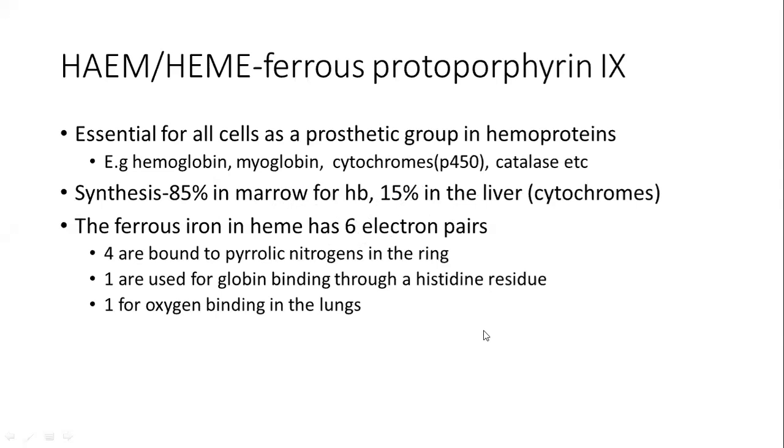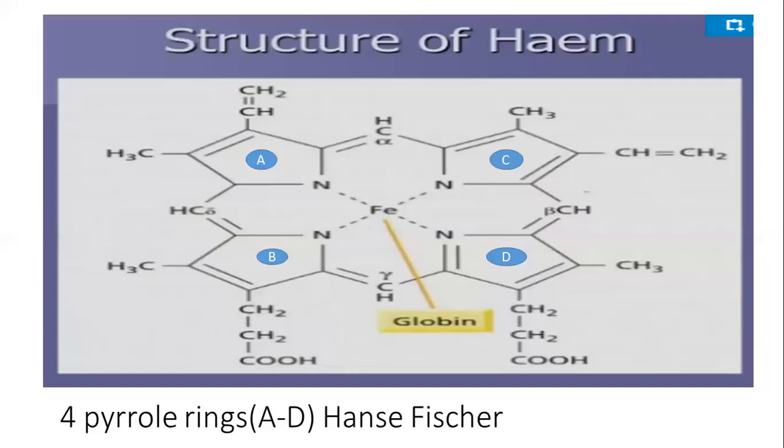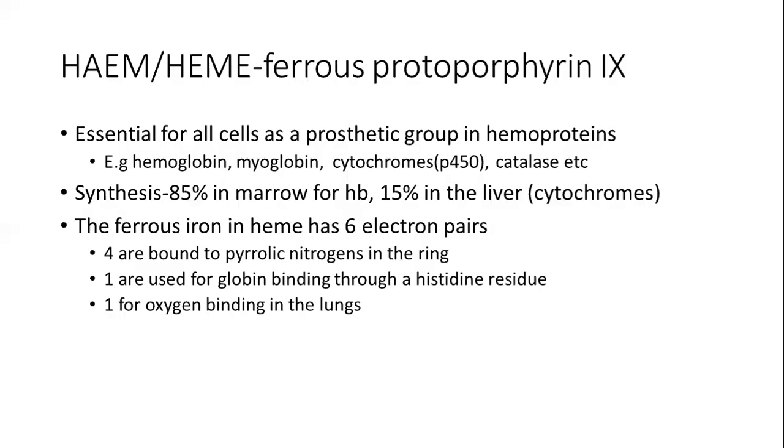So basically what we saw, that ion that was bound in between the 4 pyrrole rings has 6 electron pairs. 4 of those electron pairs are bound to the pyrrole nitrogens in the ring. And I think you were able to see that nicely here, that you have 4 nitrogens binding onto the ion, okay? And then you also have 1 that is used for binding globin. And this binding of the globin occurs through a histidine residue.